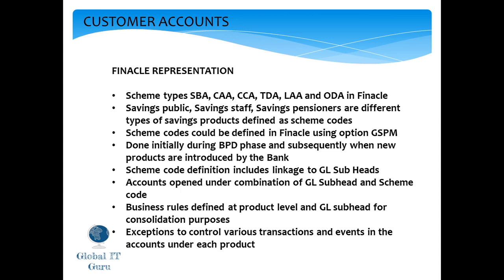Under each scheme we have different kinds of products. If you have to open a current account, you first have to select the CAA scheme type. Inside that we have n number of products with different kinds of features, so we can choose as per the customer requirement. Saving public, saving staff, and saving pensioner are different types of saving products defined at a scheme level. This one we have already discussed above.